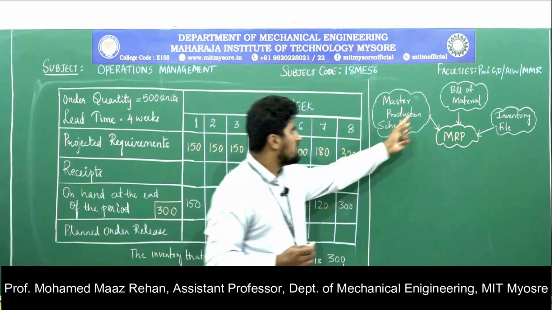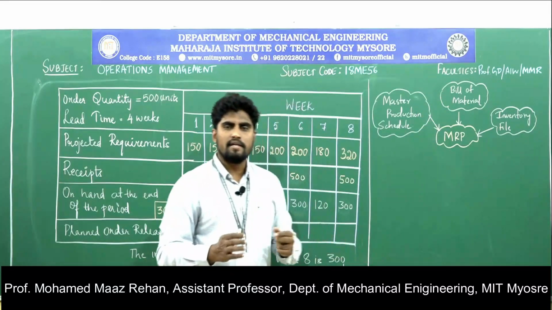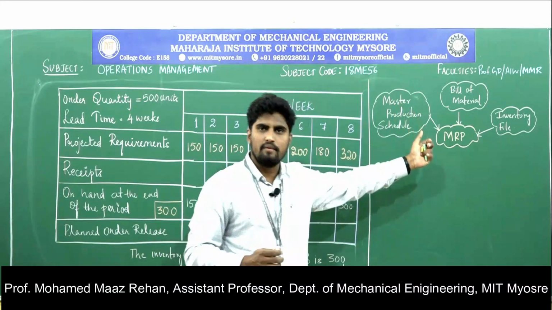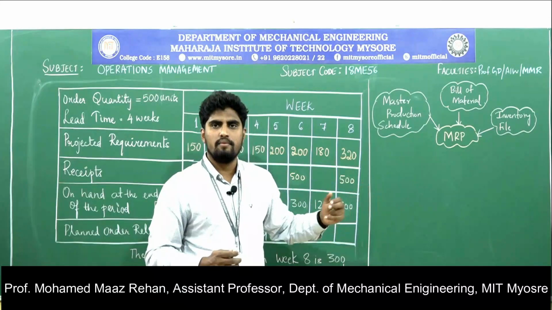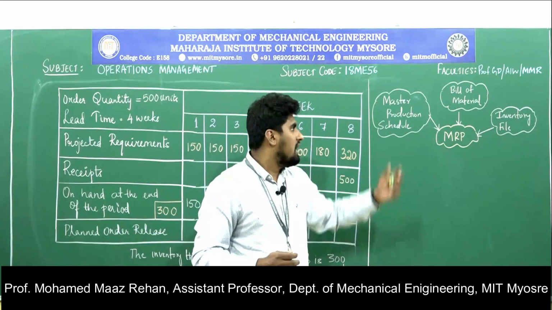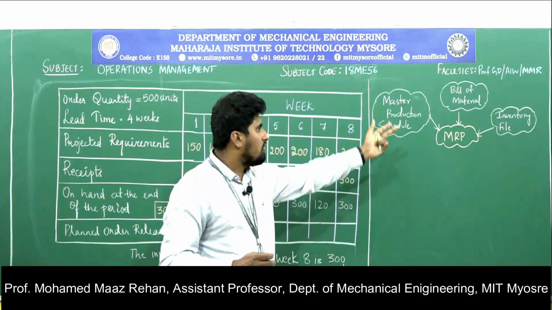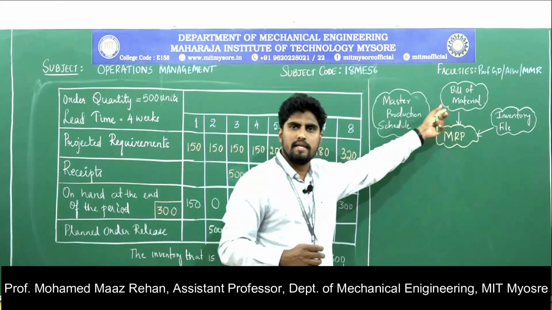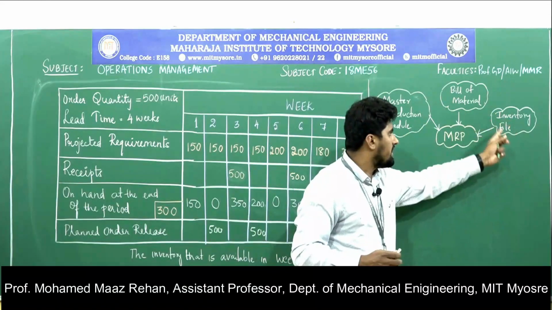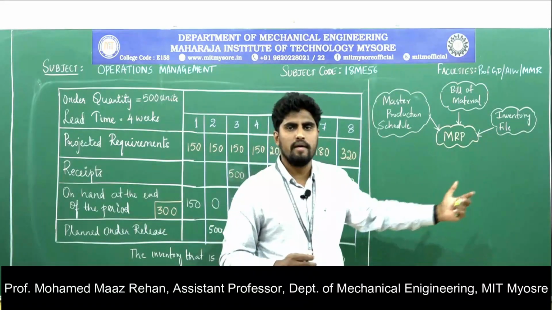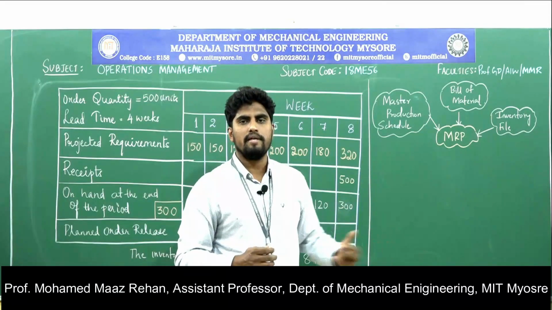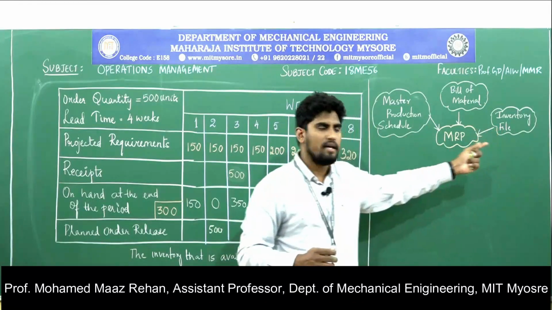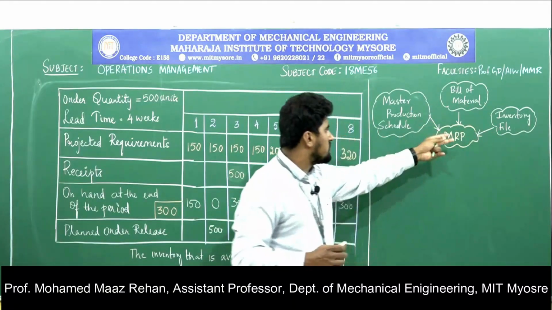what the quantities are. In the case of bill of material, it tells in detail how much wood is required, what adhesive is required, how many nails, how many cushions, how much clothing material is required. In the case of inventory status file, it tells how many units are available in the premises. So these three are the inputs to MRP.